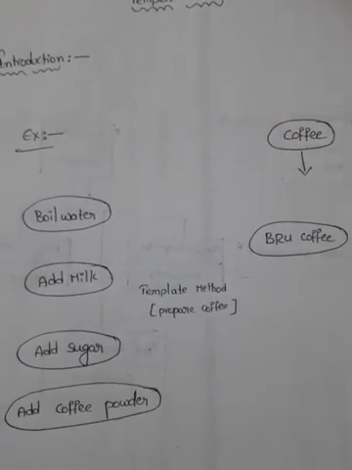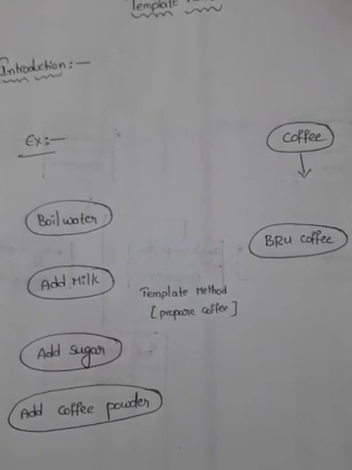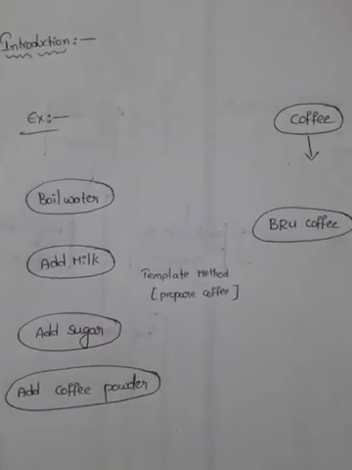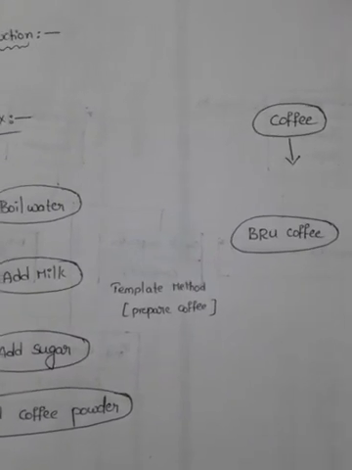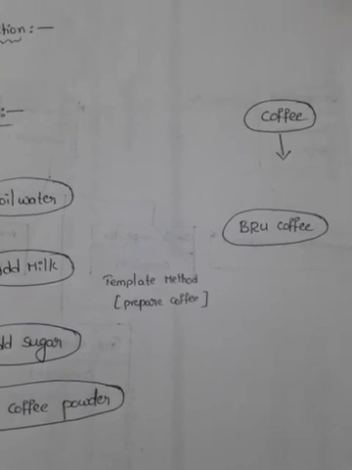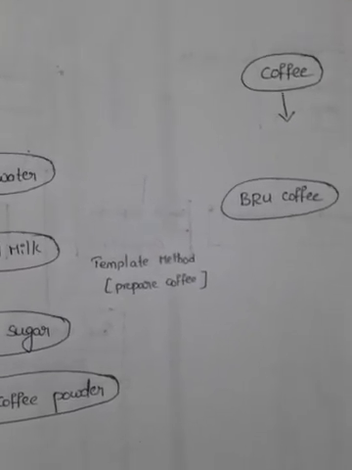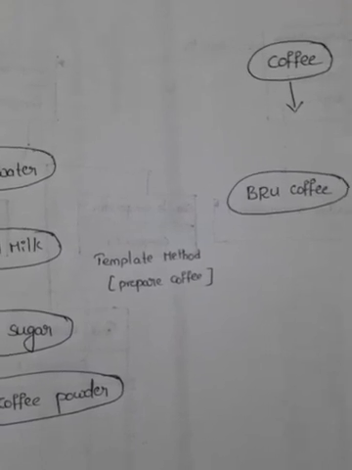To justify this introduction, let us see a real-time example of the template method pattern, which makes it very easy to understand. The best example I consider here is preparing a coffee. I want to prepare a coffee, and in that I consider a brew coffee, made from coffee powder.